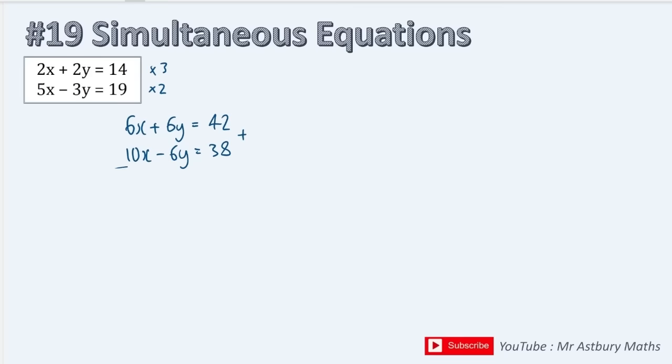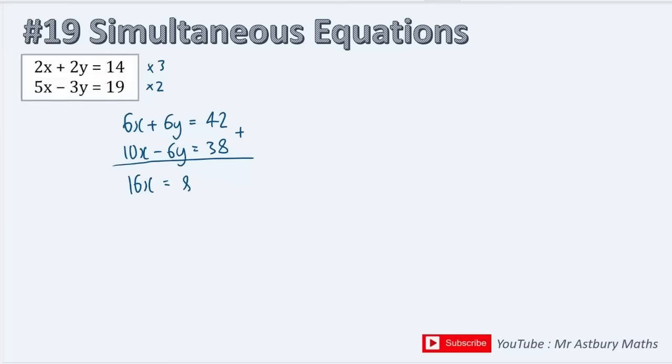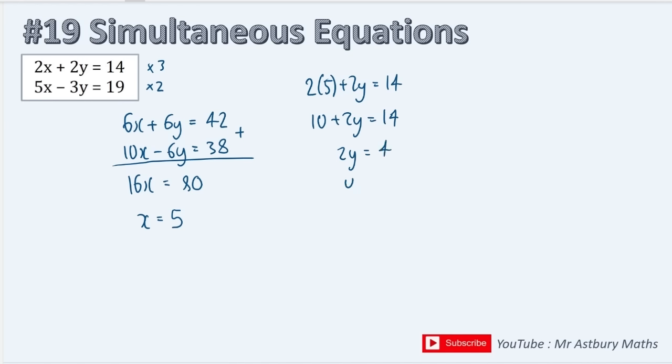I'm going to add the two equations because the signs are different. It'll give me 16x is equal to 80. So dividing through by 16 gives me x is equal to 5. Okay, now we need to substitute back in. I'm going to pick the top one, and we're going to do 2 times 5 plus 2y is equal to 14. So 10 plus 2y is equal to 14. So 2y is equal to 4 when I subtract 10, which means that y is equal to 2.